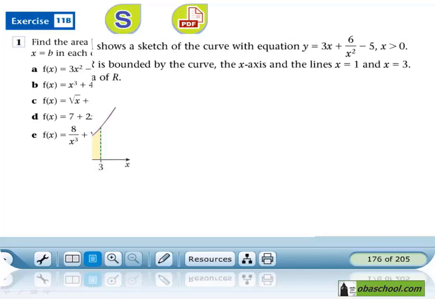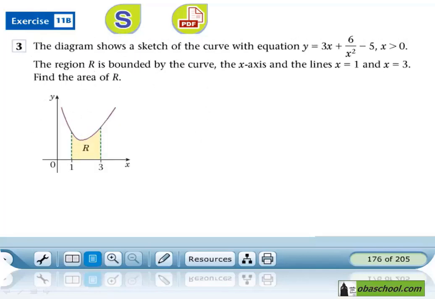You can also solve this exercise. The diagram shows a sketch of the curve with the equation y equals 3x plus 6 over x squared minus 5, where x is greater than 0. The region R is bounded by the curve, the x-axis, and the lines x equals 1 and x equals 3. Find the area of R. Here you define the area as a definite integration, and you calculate the numerical value of the area.